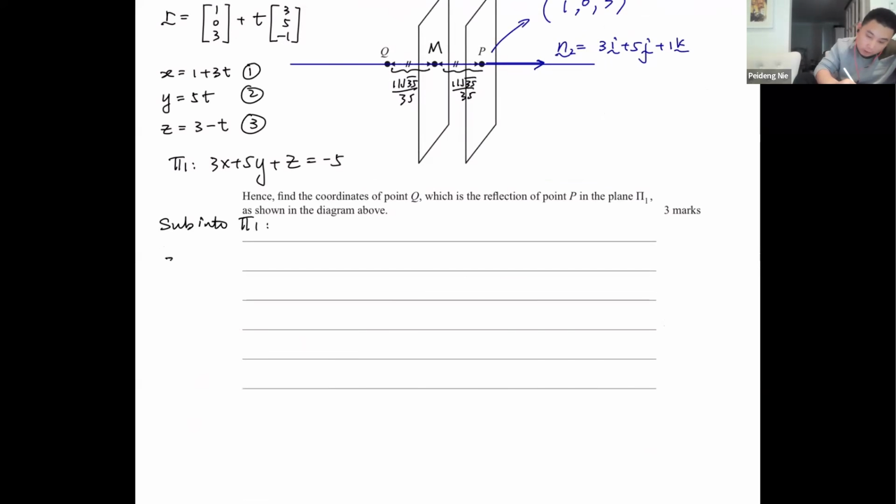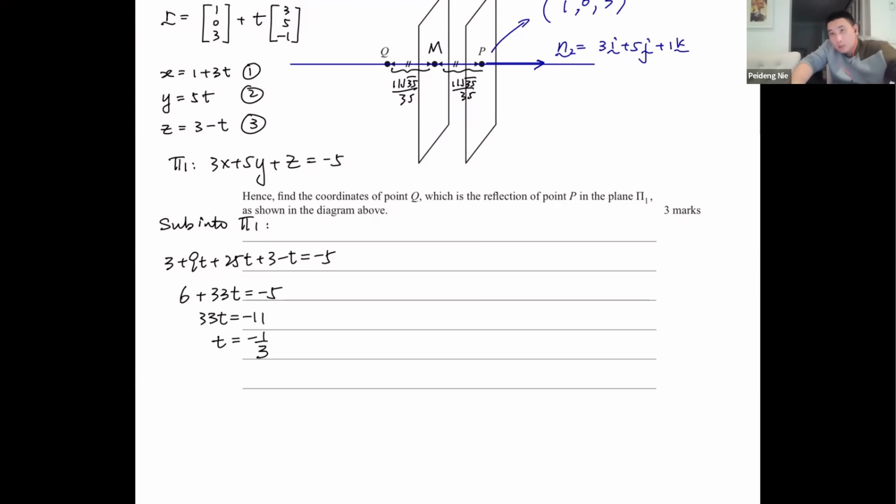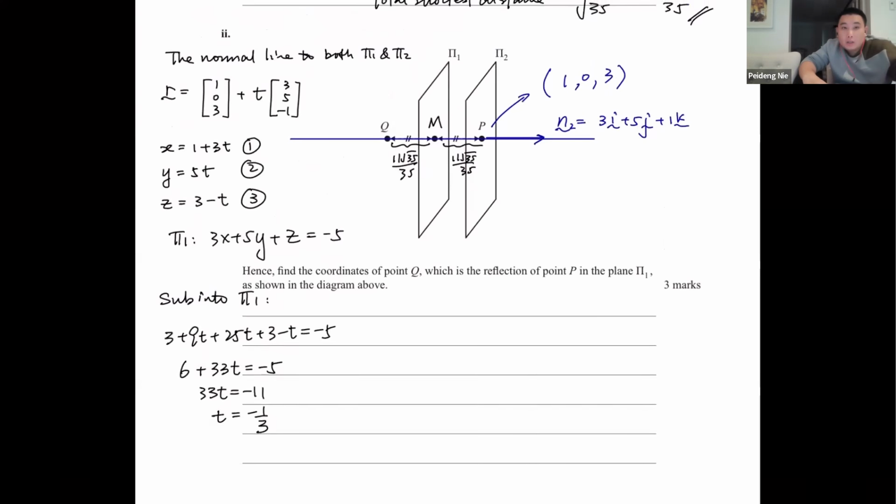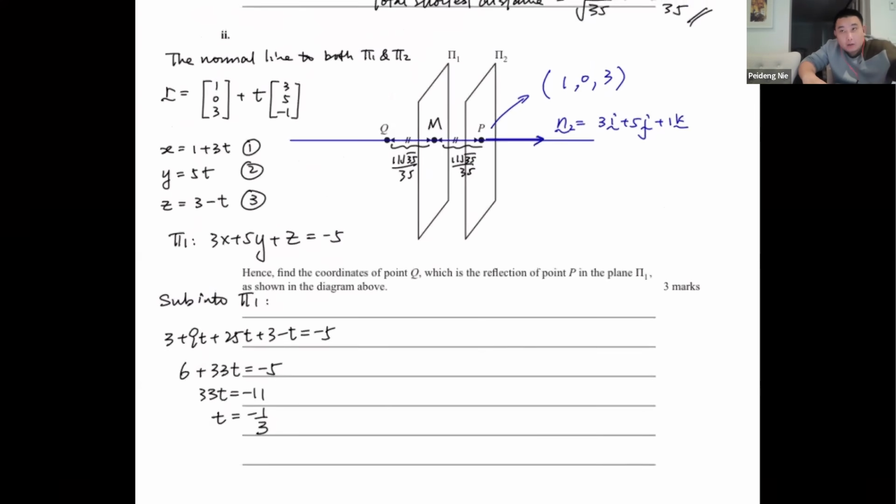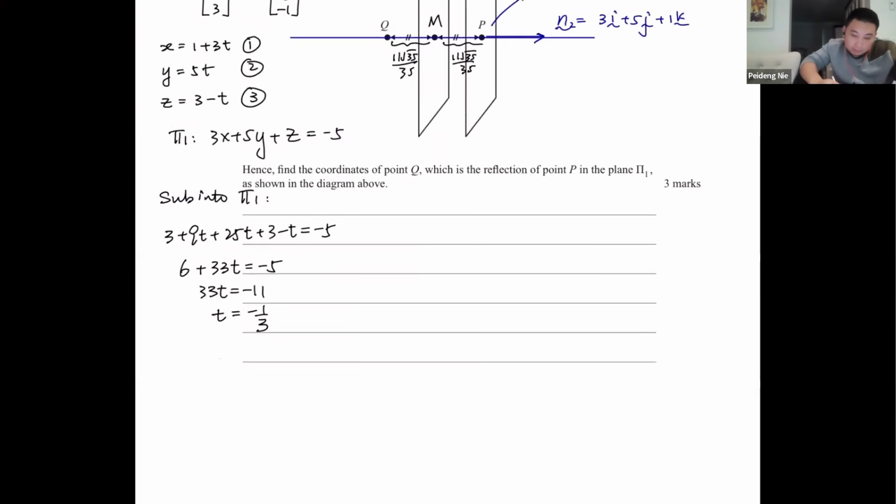We should have 3 plus 9t plus 25t plus 3 minus t equals negative 5. So basically I'm getting 6 plus 33t equals minus 5, so 33t equals minus 11, t equals minus 1 over 3. Not a very big or nasty number to work with. With the available t value, I'm going to find the point M.